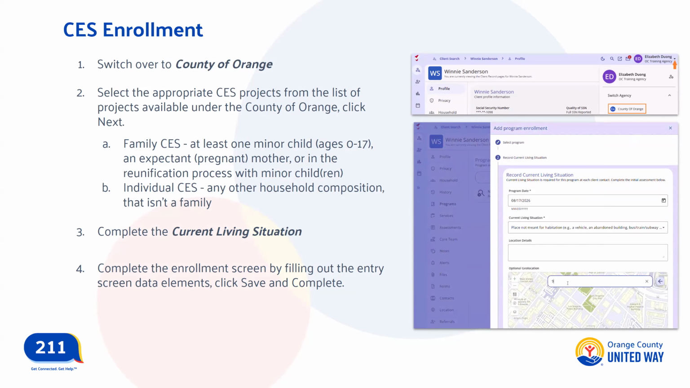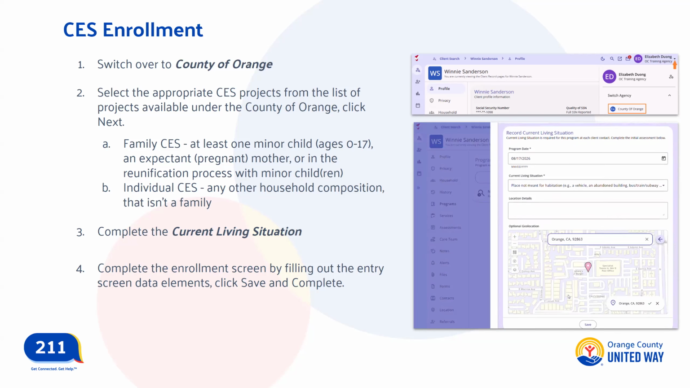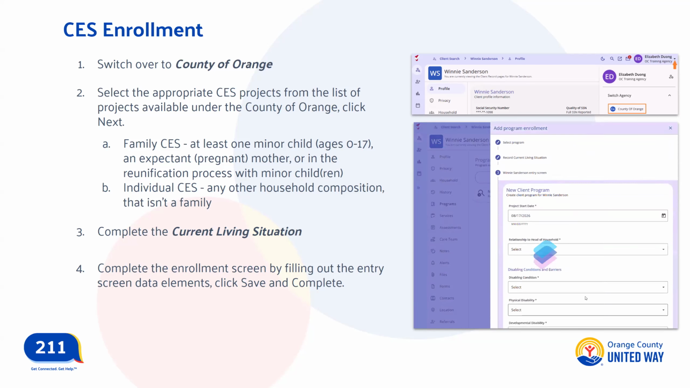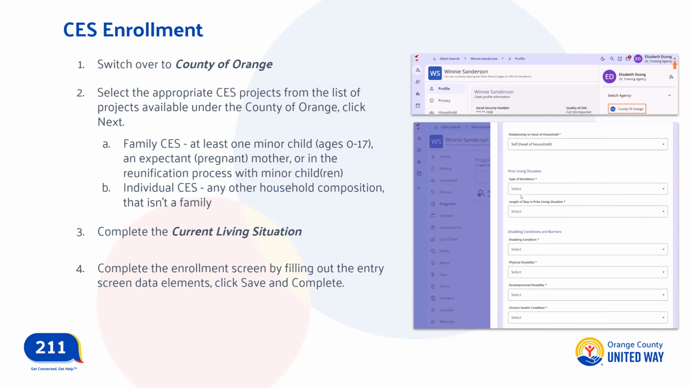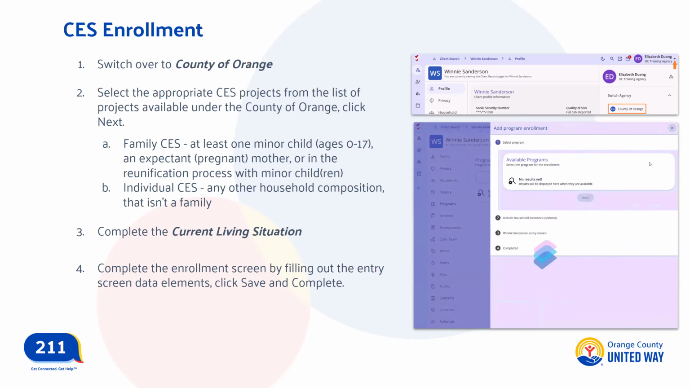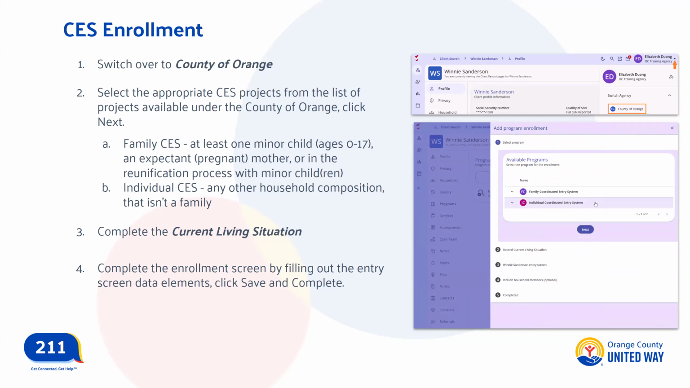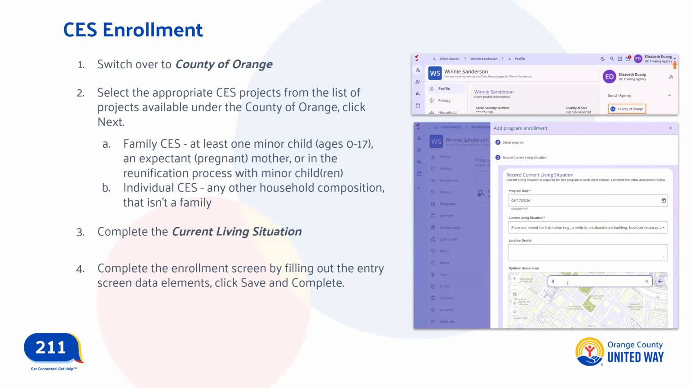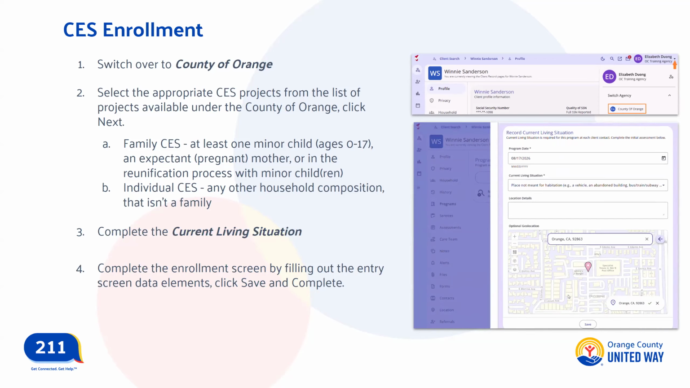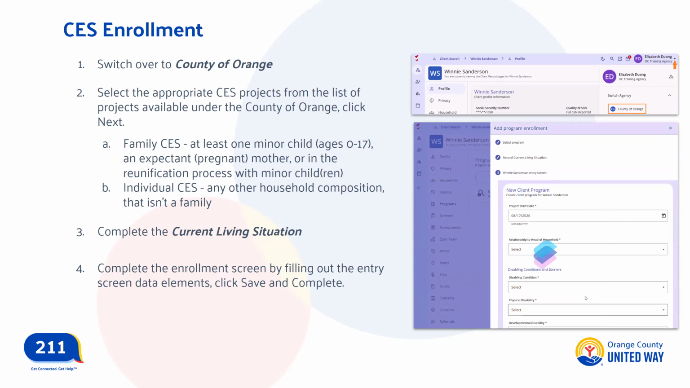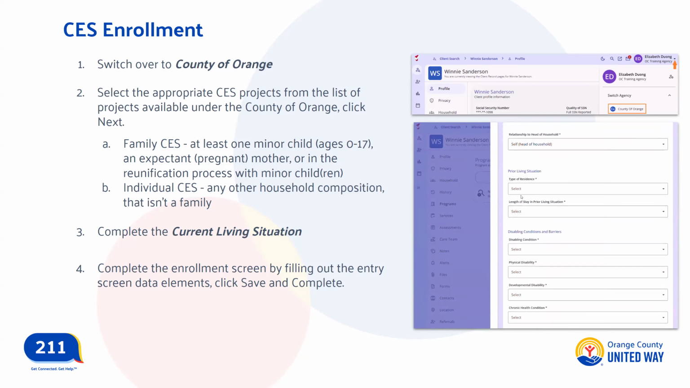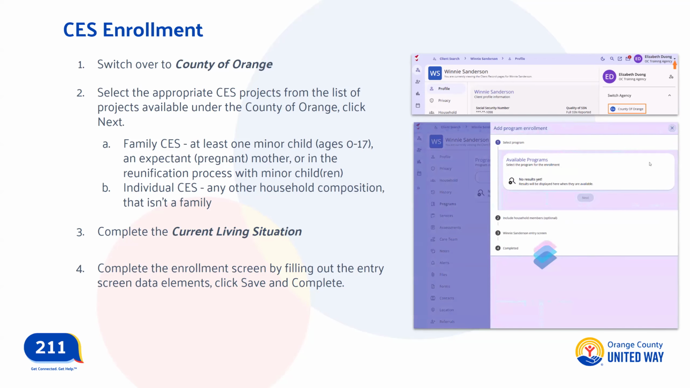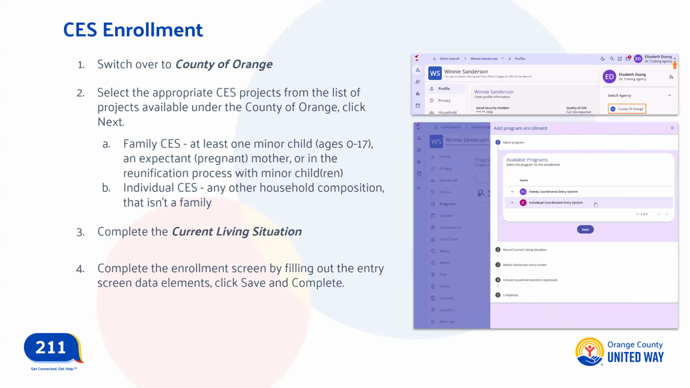Family CS: households that have at least one minor or an expecting mother or a household that's in the process of reunification would be enrolled in Family CS. Any other household composition that isn't defined as a family under Family CS would be enrolled in Individual CS. Then you'll complete the current living situation and then complete the entry screen to fill out the data elements and save that enrollment for that household.